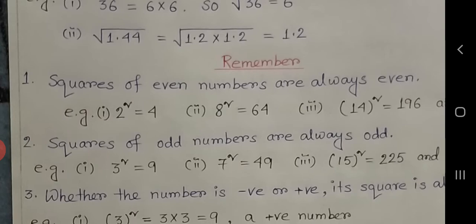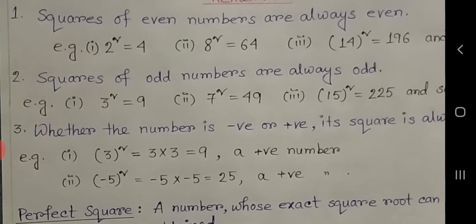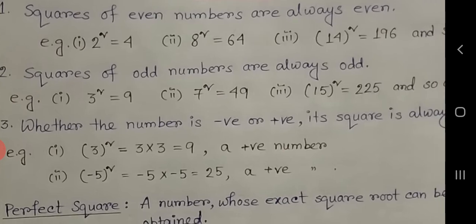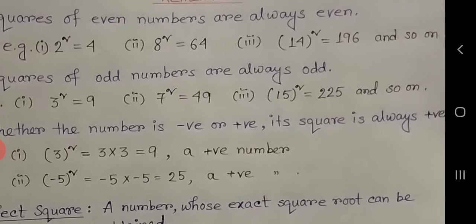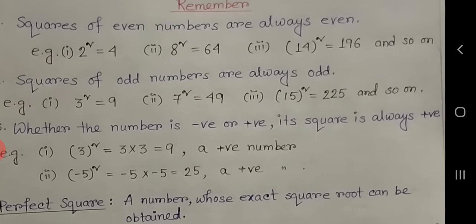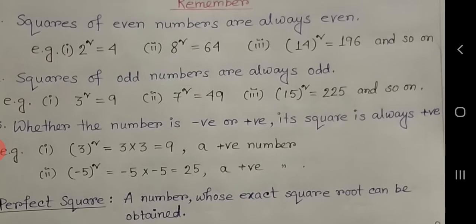So 1 and 2 are clear to us. Coming to the third point, it says whether the number is negative or positive, its square is always positive. That means, for example, here 3 square. 3 is here a positive number and 3 square equal 3 into 3 equal 9. 9 is also a positive number. So we get the square of a positive number is also a positive number.